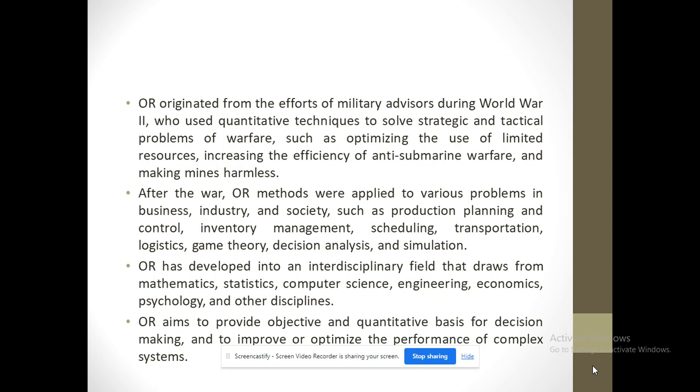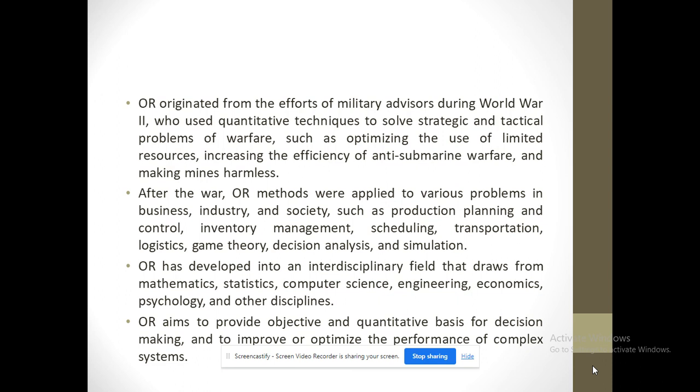increasing the accuracy of bombing raids by studying the effects of weather conditions, altitude, speed, wind direction, and target visibility on bomb trajectories, reducing aircraft losses by determining the optimal allocation of armor plates on planes based on the distribution of bullet holes on returning aircraft, enhancing radar performance by optimizing the design of antennas, filters, amplifiers, and receivers.